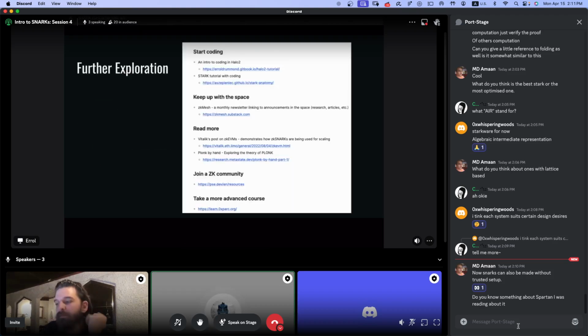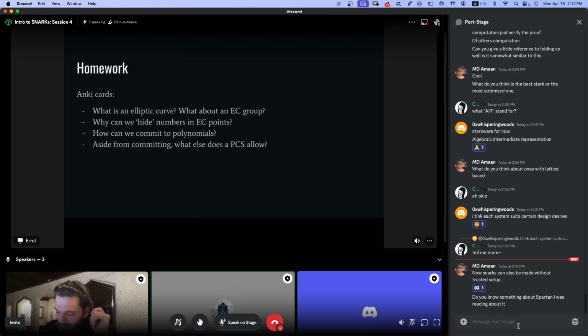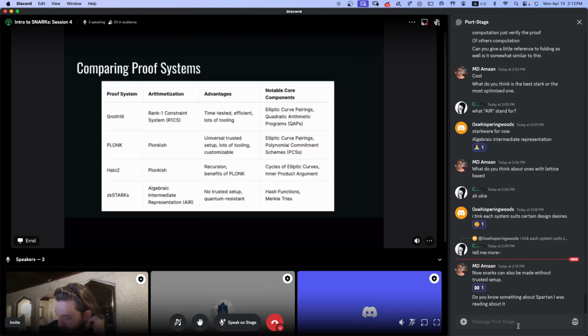Was there anything that you could think of that was the main things that are missing from that table about why you would choose each one? Because you've worked with a few of them. I just assume the efficiency is a big one, right? Arithmetization, because that depends on the expert, your SNARK, your ZK engineer, what they're comfortable with. But I just wonder if there's anything else, like why you would choose different ones. Because I think I saw in the chat that each system suits certain design desires from Whispering Woods. So I just wonder what kind of designs would be suitable for different things.